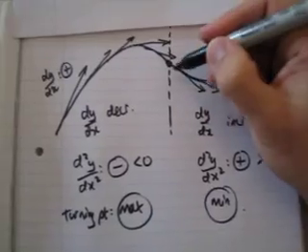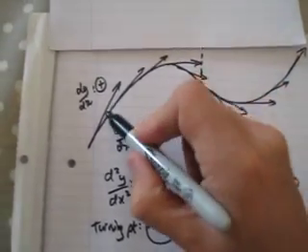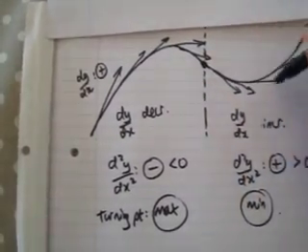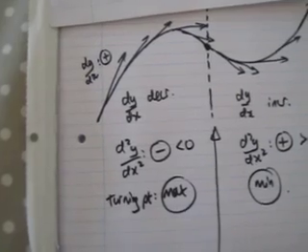And the final point is what happens when d2y/dx squared is equal to 0? Well, at that point, it goes from curving this way to curving this way. And that there is called a point of inflection.